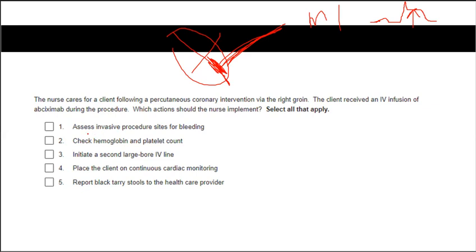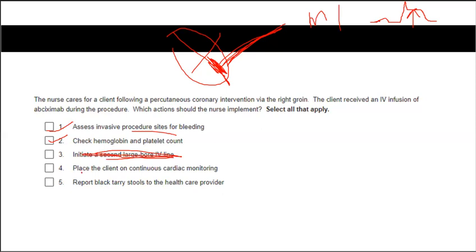So again, would I need to assess invasive procedure sites for bleeding? Yes, we said they could cause bleeding, so we want to monitor these sites. We can also check hemoglobin and platelet counts, because that could also tell us if our client is bleeding. So we should check the client's baseline CBC. If this client is at risk for bleeding, we don't want to initiate a second large bore IV. So one IV line, we want to eliminate this.